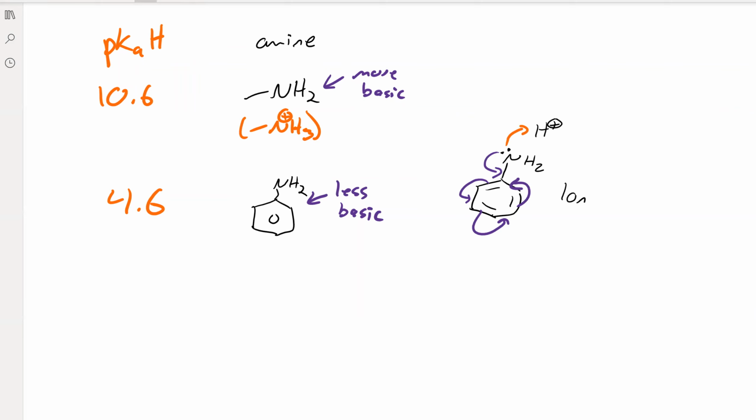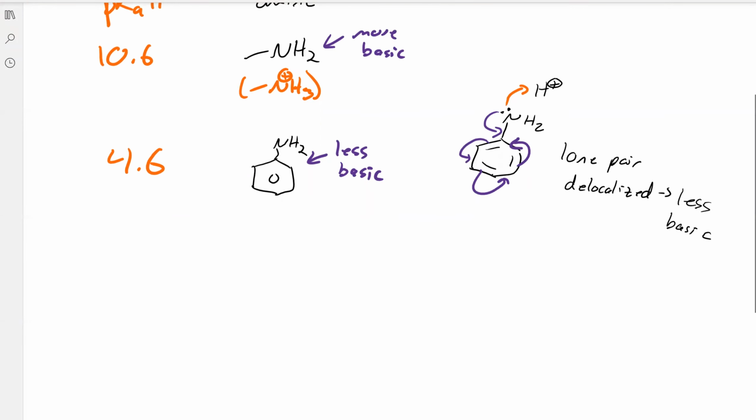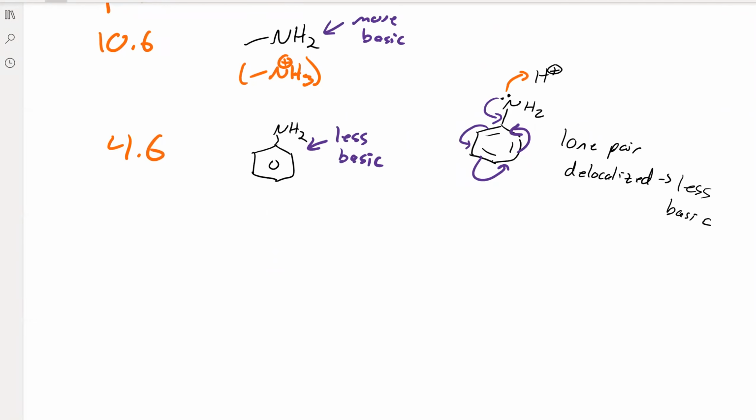So the general rule is if your lone pair is delocalized, you're going to have less electron density there. You're going to be less basic, less nucleophilic. And again, the larger the pKa-H value, the stronger the base. We can make aniline more basic if we add electron donating groups. So for example, if you have NH2 on either side, then your pKa-H is 6.2. So now we've made it more basic.